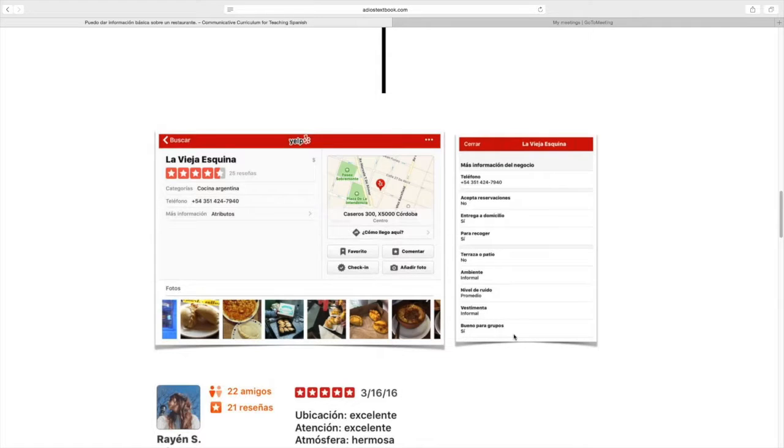Yes. My students would pick that out right away. Accepts reservations? No. Does it have a patio? No. It's informal. They might start picking out some of this information about a restaurant, and that's really good.